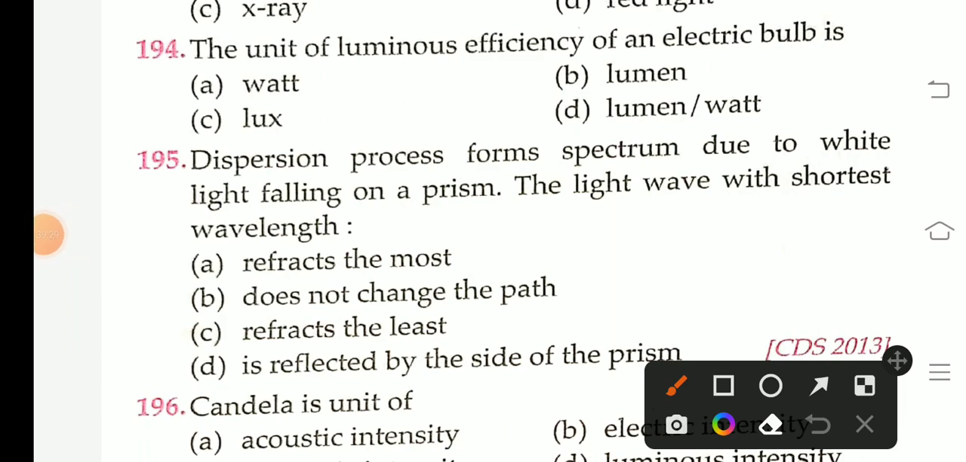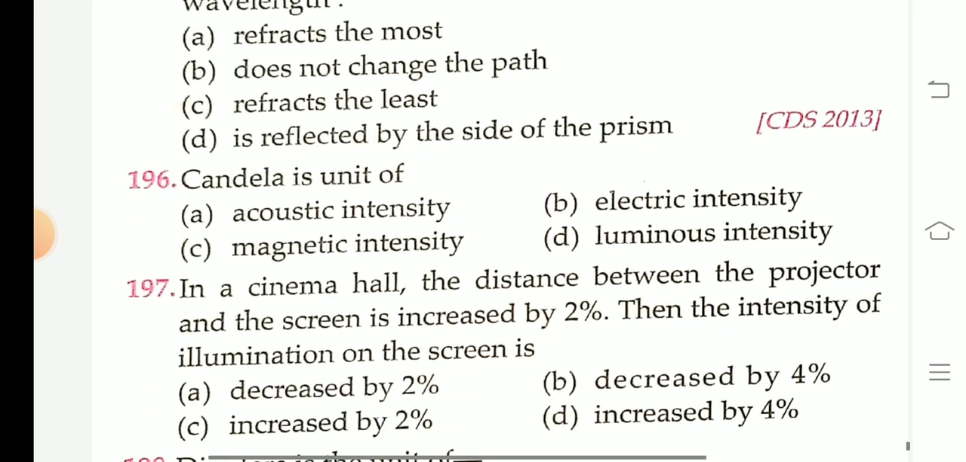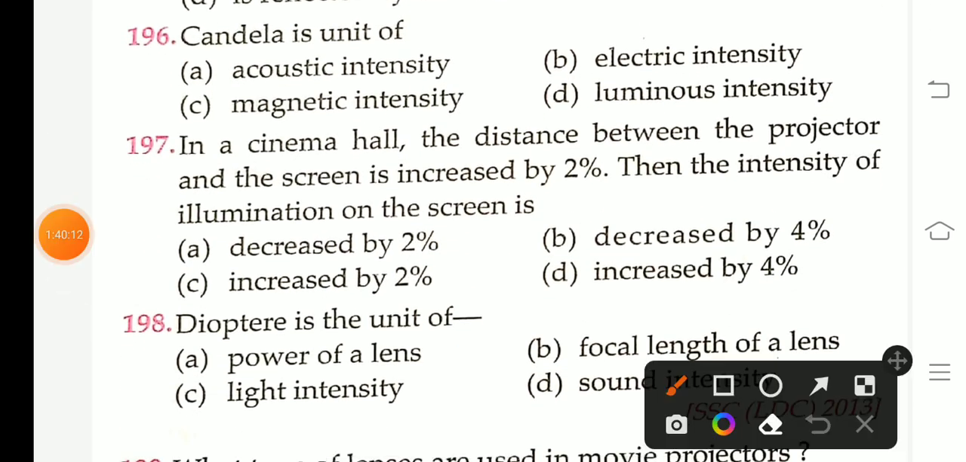Next, the unit of luminous efficiency of an electric bulb is. Right answer will be option D. Lumen per watt. Next, dispersion process forms spectrum due to white light falling on a prism. The light wave with shortest wavelength. Right answer will be option A. Refracts the most. Next, candela is unit of. Right answer will be option D. Luminous intensity.